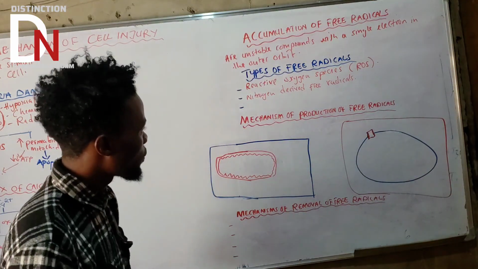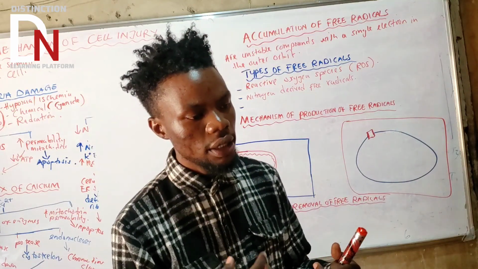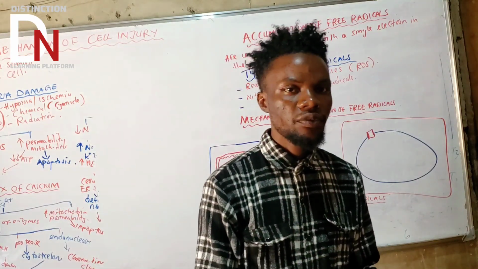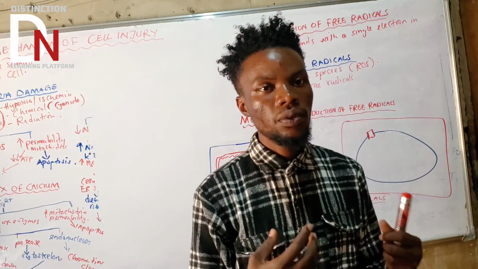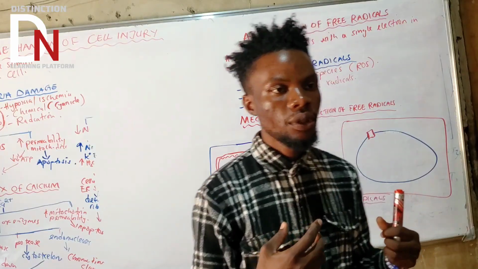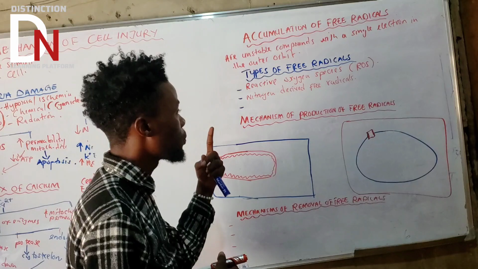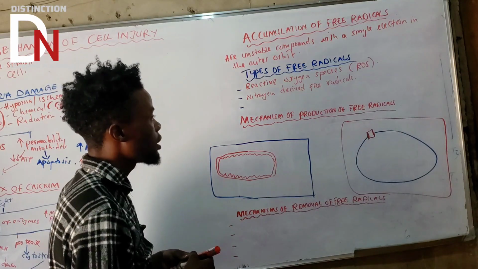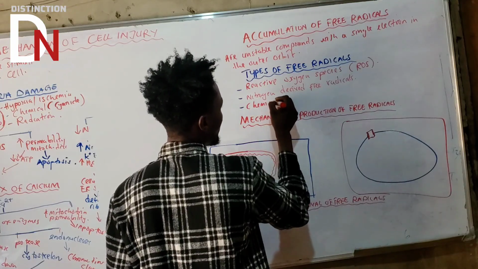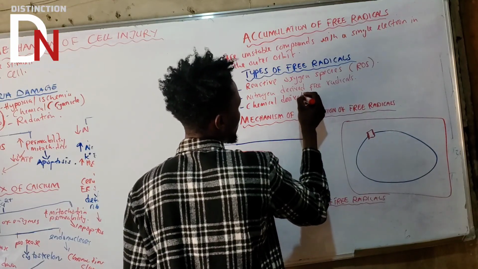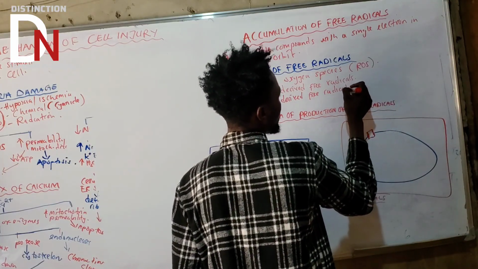What else? Certain chemicals can have the same effect as the reactive oxygen species or the nitrogen-derived free radicals. They are also free radicals, but they are not derived from oxygen nor from nitrogen. They come from chemicals, so we can call them chemical-derived free radicals. Chemical-derived free radicals like what?